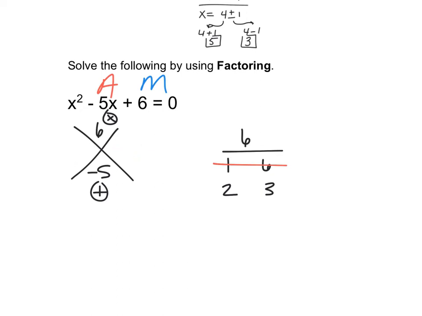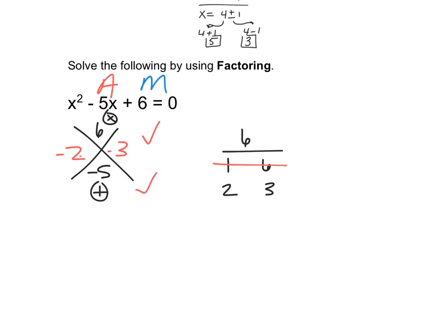Do some erasing. So now I got to try my 2 and my 3. 2 times 3 is 6, but 2 plus 3 is not negative 5, it's positive 5, which means that they both have to be negative. So I have really negative 2 times negative 3, positive 6, check. Negative 2 plus negative 3, negative 5, check.